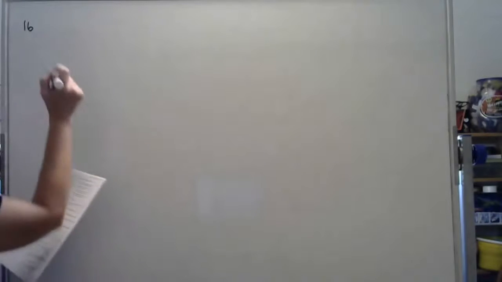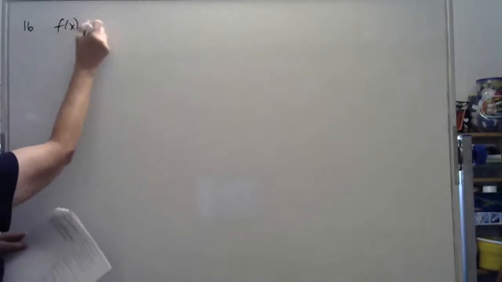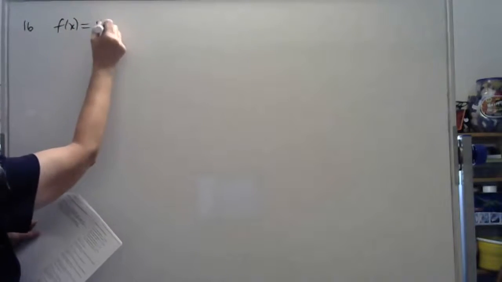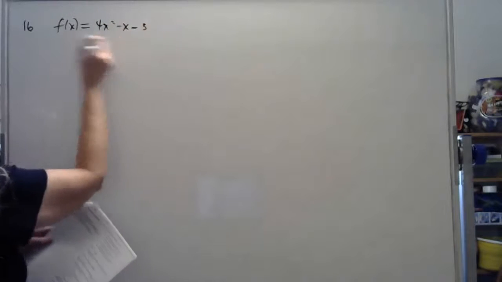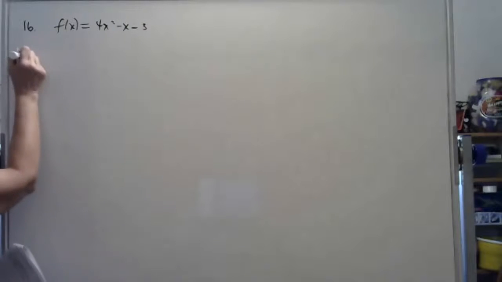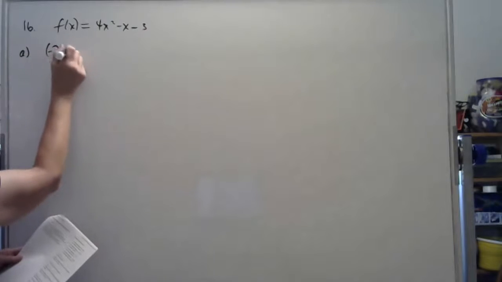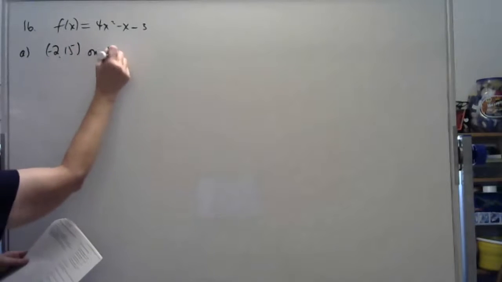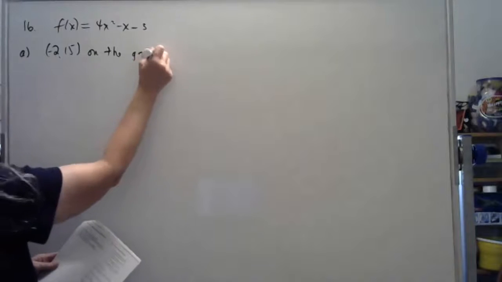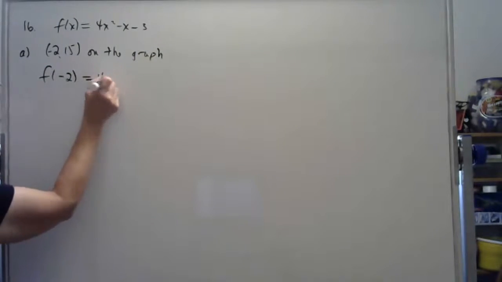Okay, so this is 16. I really like this problem, but it is a long problem again. So it says, answer the questions about the following function. So f of x equals 4x squared minus x minus 3. First of all, they want to know, is the point -2, 15 on the graph. So that's the first question. So they just want you to plug in -2 and see what you get.